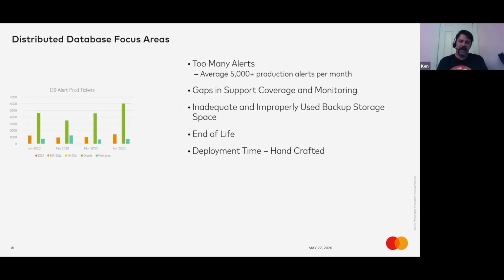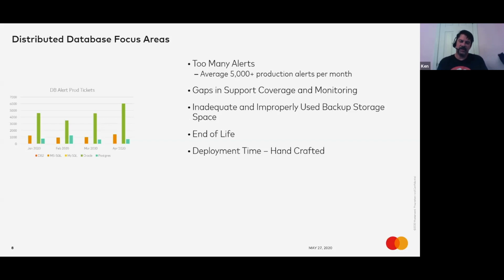Some of the focus areas that we have for distributed databases are around the number of alerts that we get. We're averaging over 5,000 production alerts per month, and that's quite a bit of noise if you're thinking about how much a database alert should be generating, right? We have lots of gaps in our support coverage and in how we monitor databases across different application portfolios, and that's mostly driven by not adhering to standards and some of the compliance and regulatory pressures that we have in our industry.